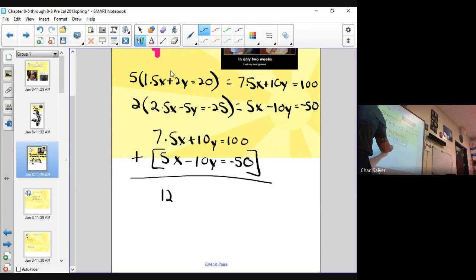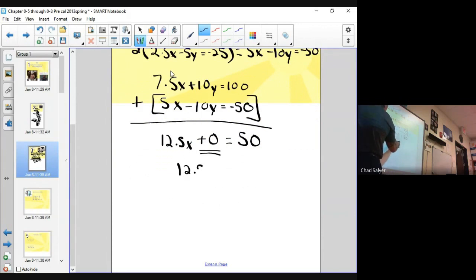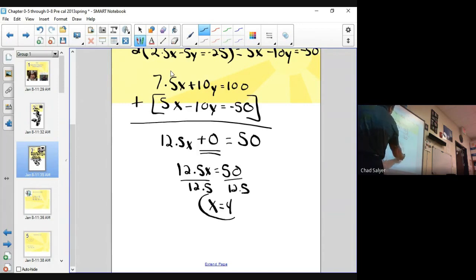7.5x plus 5x is 12.5x. 10y plus a negative 10y is 0, and that's the key. We have canceled out or eliminated the y, hence the name elimination. And 100 plus a negative 50 is 50. So 12.5x equals 50, divided by 12.5. And I get x equals 4, like so.